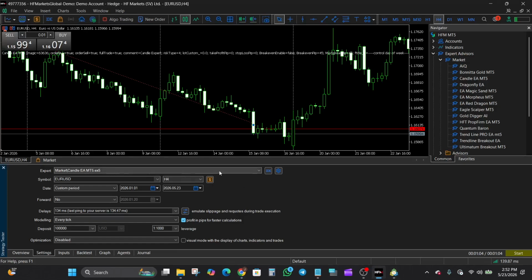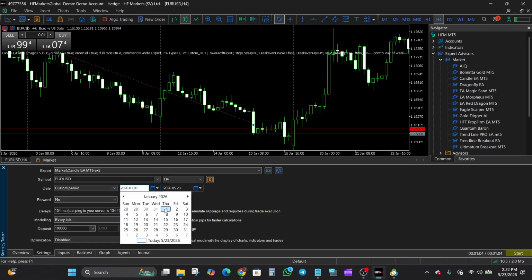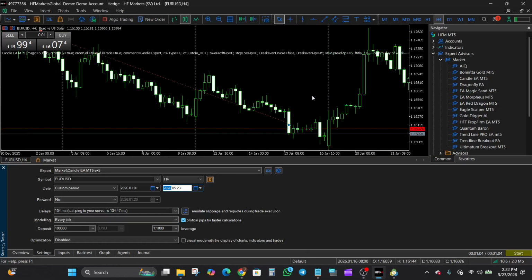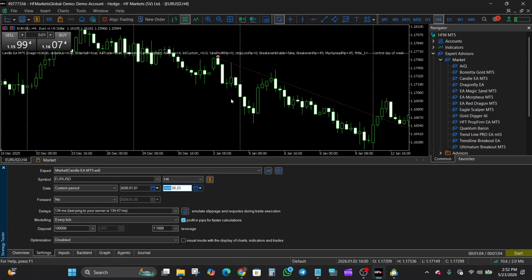This is the Candle EA MT5, symbol EURUSD, time frame H4. For the custom period, we're running from the beginning of this year till date, so we can capture reasonable data for the backtesting. We're using the last ping to the server, every tick modeling. So the test is already completed, and this is the chart history.